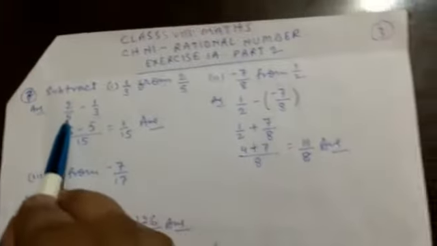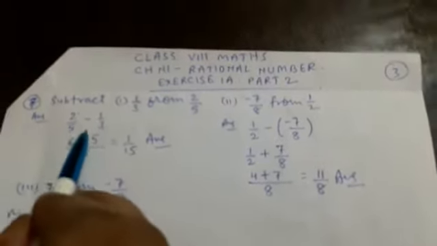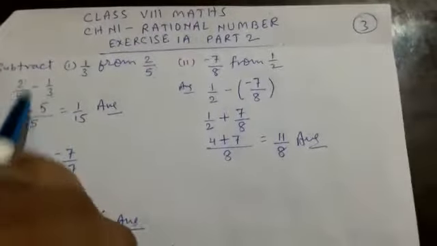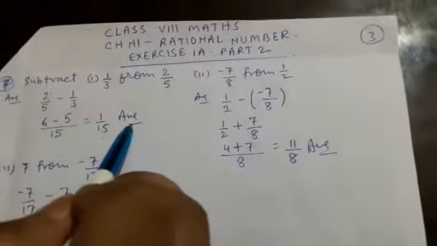Now we will take the LCM of 5 and 3, that is equal to 15. Now divide this LCM by each denominator. How many times will it go? 5 3s are 15, 3 2s are 6, minus 3 5s are 15, 5 1s are 5, that is equal to 6 minus 5, 1 by 15. This will be our answer.